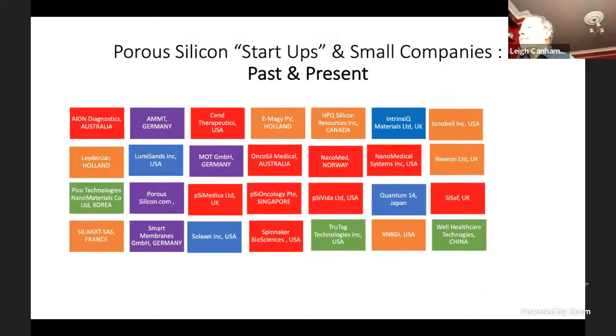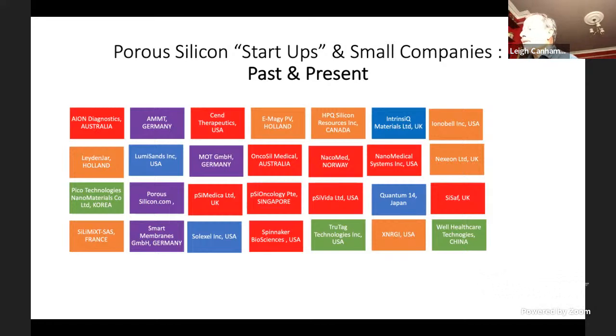If we look at nanoporous silicon startups, new companies, small companies, they are focused in a number of different areas. The red ones are medical. The brown ones are to do with lithium batteries. There are sensor companies. There's one company that offers filtration, and so on, a variety.